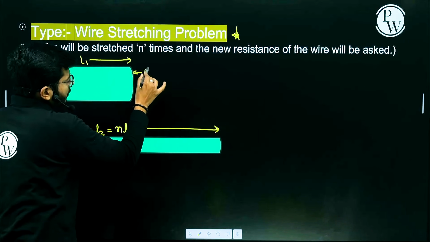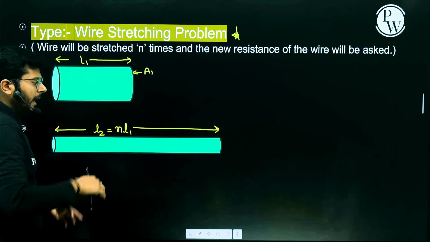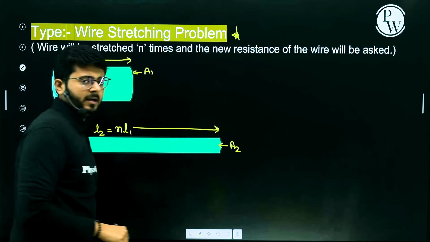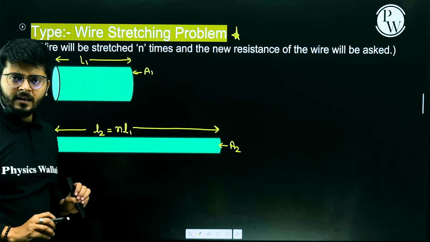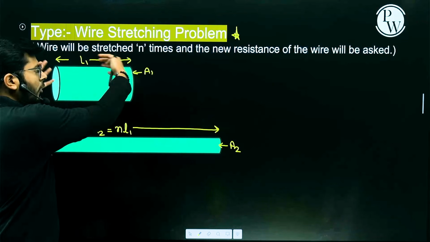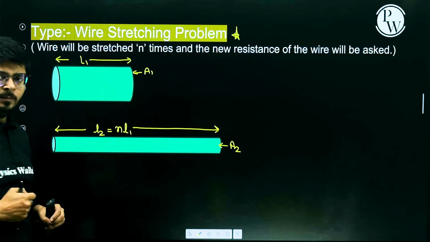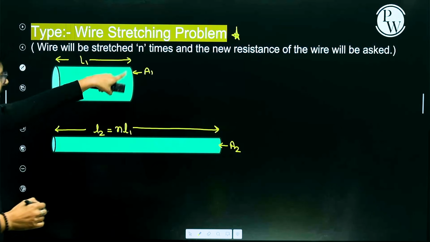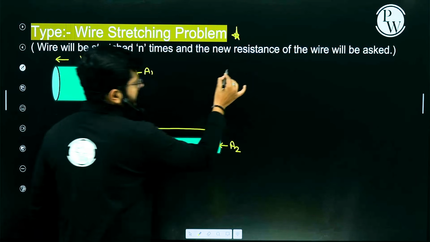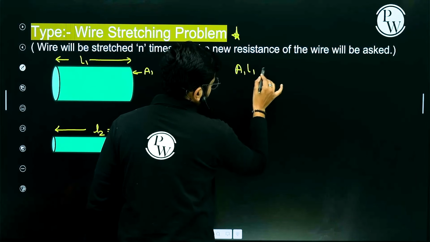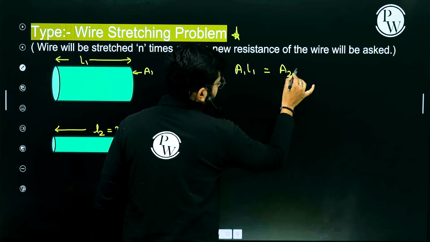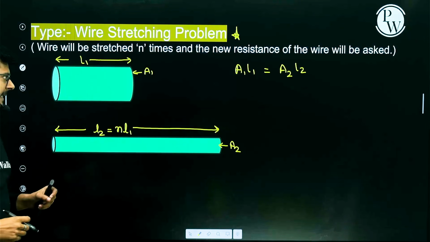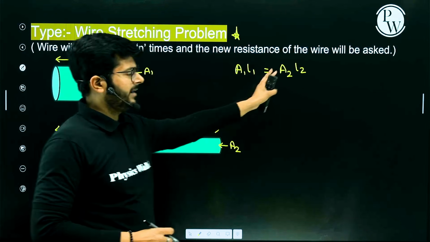So initially, the cross-sectional area was A1. And now the cross-sectional area has changed. It is now A2. My dear kids, we are not introducing any new material. So what will happen? The volume occupied by the wire will remain the same in both cases. Previously, the volume was A1 into L1. This was the initial volume. And finally, the area is A2 and the length is L2. This is the final volume. The volume is not changing. So A1 L1 will become the same as A2 L2.